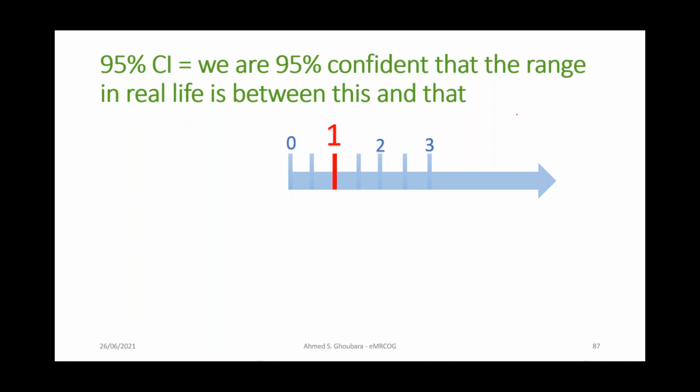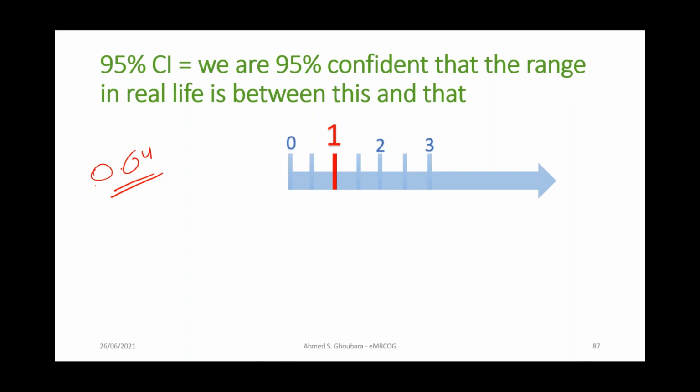So in our study, we said that the odds ratio is 0.64. But what about the real life? We didn't do a study for every woman in the world. We just did a sample, like 100. What about the real life? Because statistics is all about the real world, not just your study. So you say that we are 95% confident. There's a whole bunch of very complex equations used to calculate the 95% confidence interval, but you say that you're 95% confident that the range is between this and that.